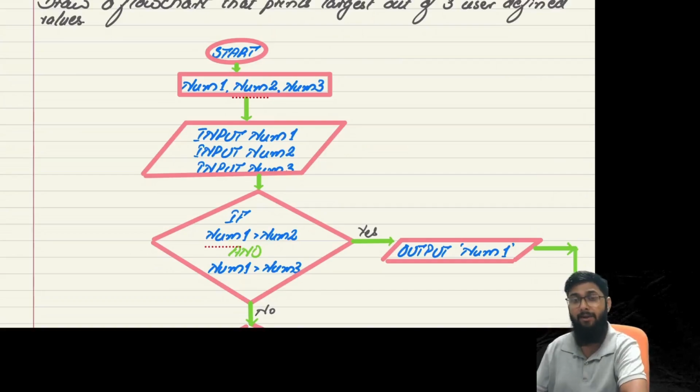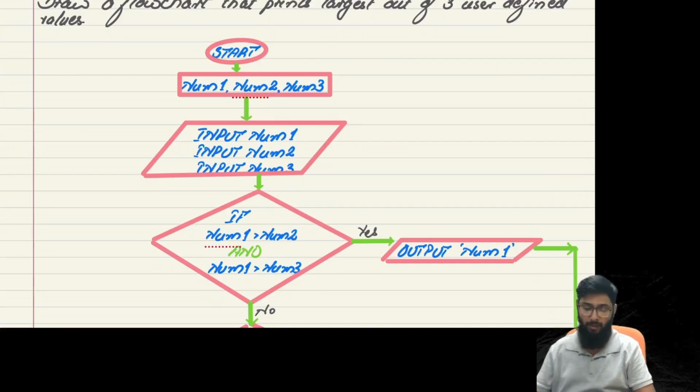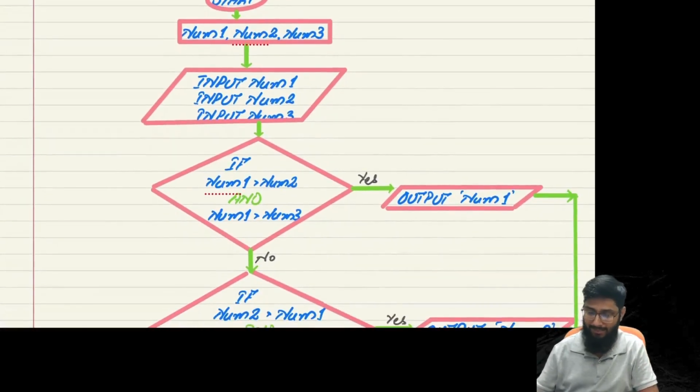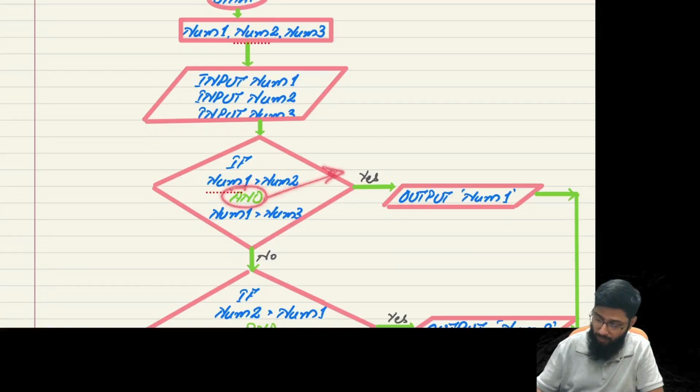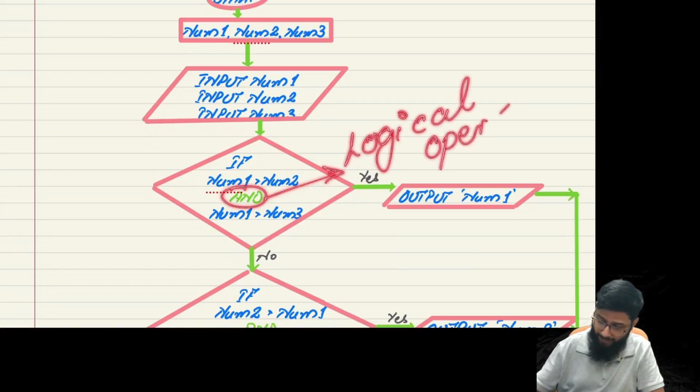So in this manner, we need to compare each and every stuff with the other two stuffs as well. So how are we going to do that? It says if num1, that means the first variable, is greater than num2, and that means as well as. Now this and over here is known as the logical operator.